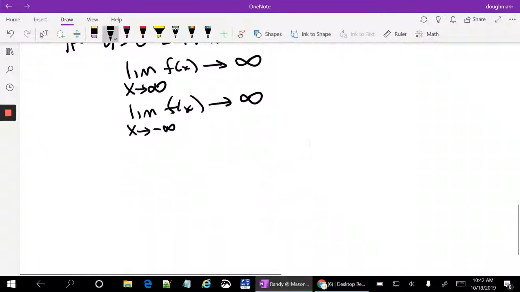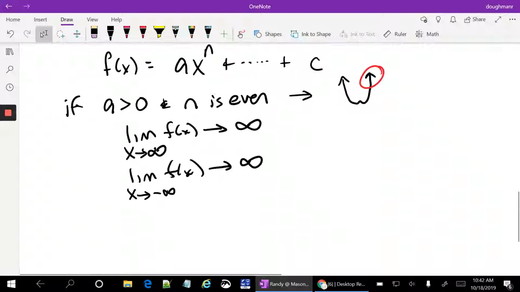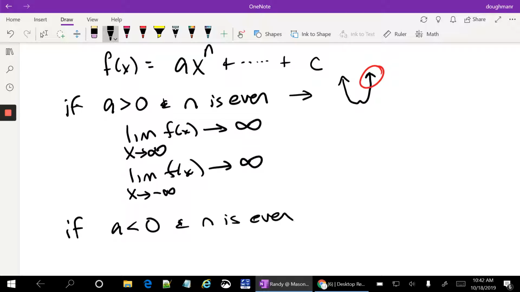All right, the next thing is, using the same function, if a is negative and n is even, then it looks like a quadratic again. Something like that.